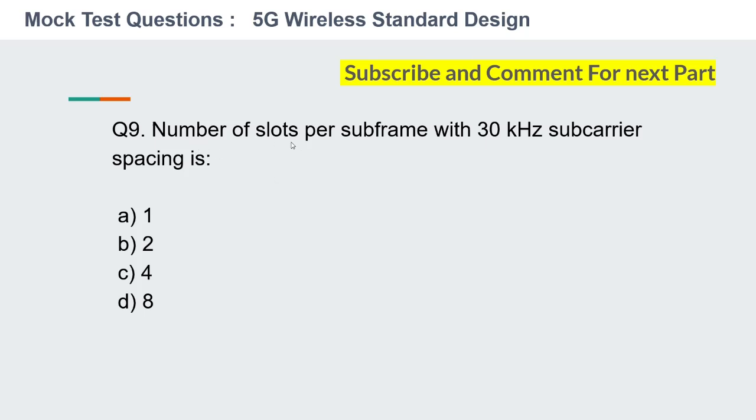The number of slots per subframe with 30 kilohertz subcarrier spacing is, so these are the options: 1, 2, 4, 8. So your time starts now. And the answer is B, 2. Now let's go to our question number 10.